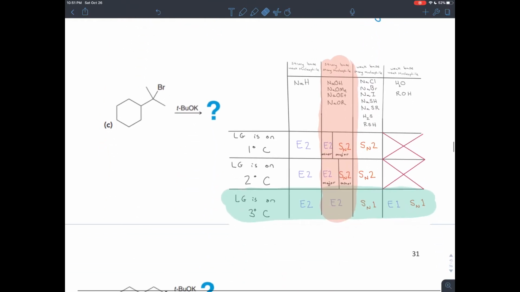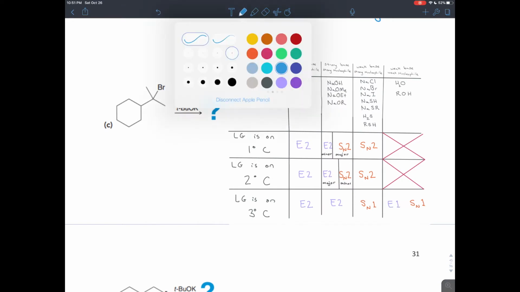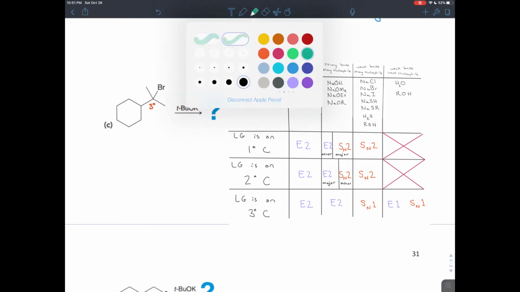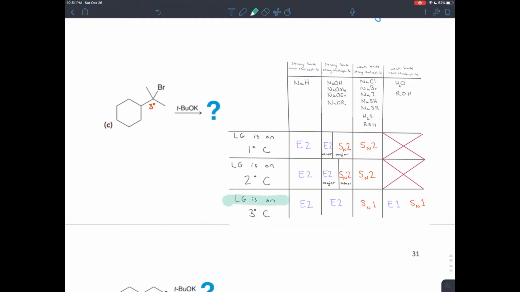Okay, let's try C. So in this scenario, the first thing we want to do is look at the leaving group, that's this carbon right here. How many carbons is that bonded to? 1, 2, 3. So our leaving group is on a tertiary carbon. Now, a tertiary carbon means that we're going to be dealing with this bottom row down here. Those are our possible mechanisms.